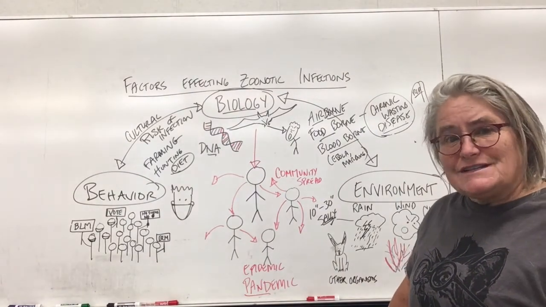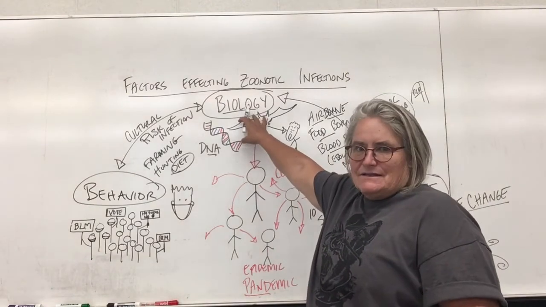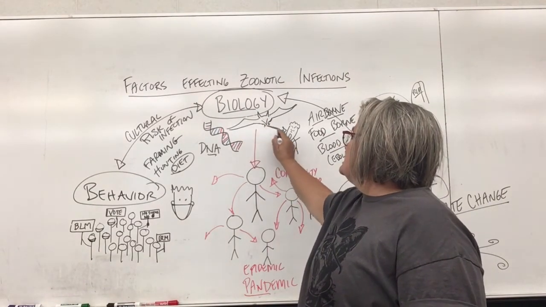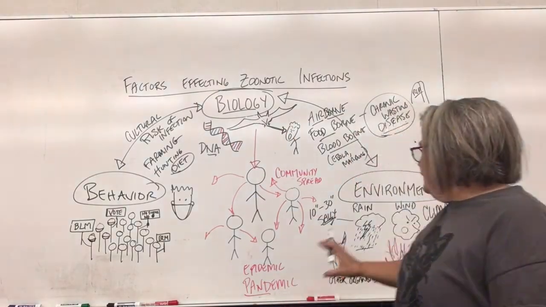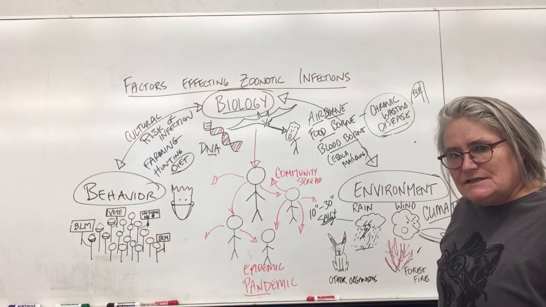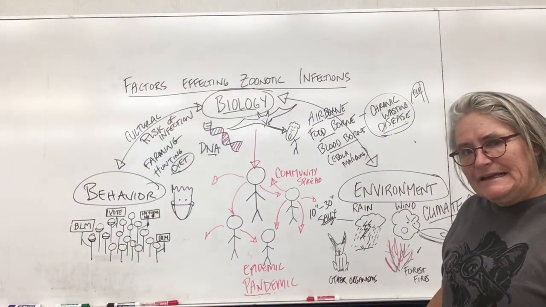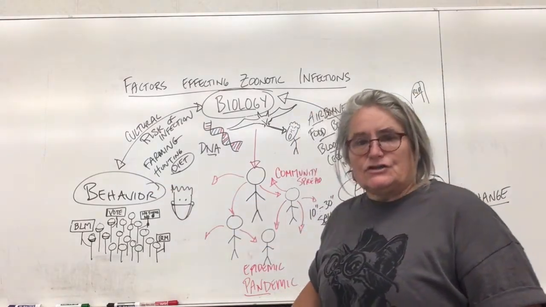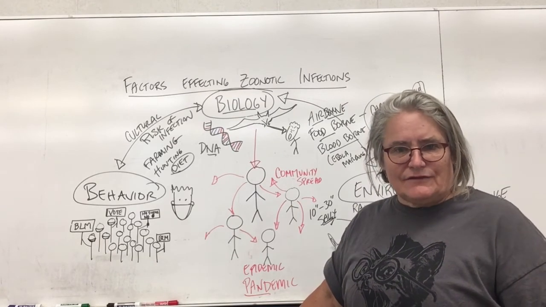In order for us to experience a zoonotic infection, the biology has to be right. We've got to have a way for us to actually have a disease enter the human body, and then it needs to be passed on. We need to have environmental conditions that are right and actually will contribute to the spread of that. And then finally, our behaviors, human behaviors, actually influence whether or not we are likely to contract that virus.